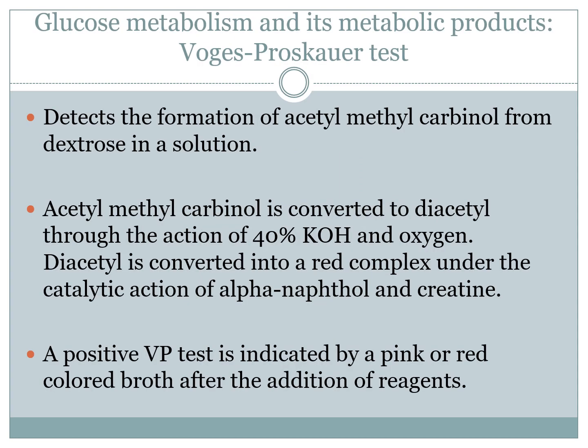The Voges-Proskauer test is done in combination with the methyl red test and detects the presence of acetyl-methyl carbinol as an end product of glucose metabolism. We take 40% KOH and alpha naphthol and add it to a dextrose solution. A red color after room temperature incubation is equal to a positive test.